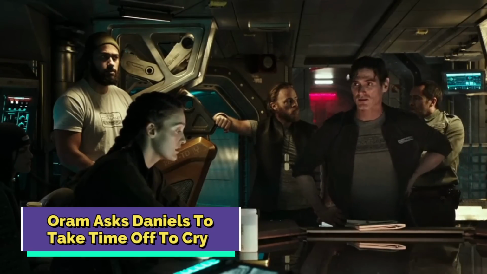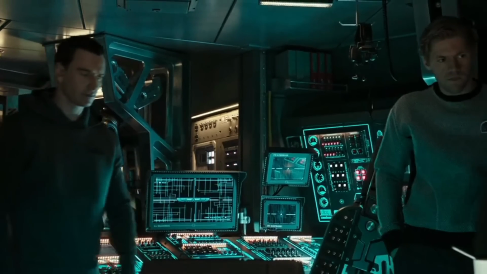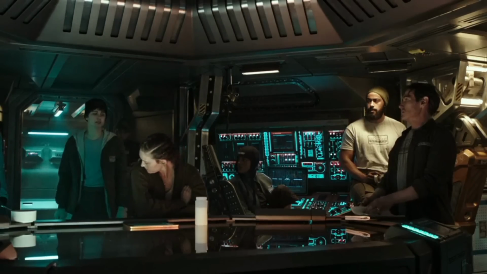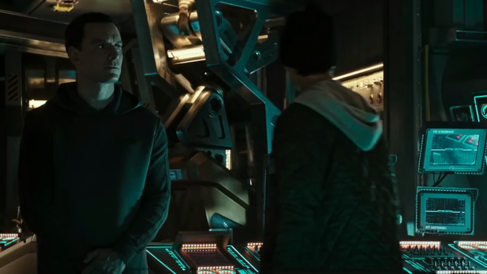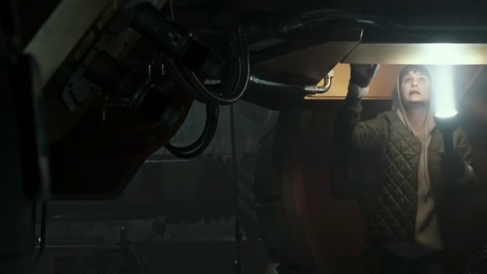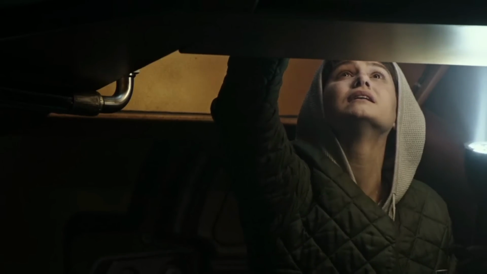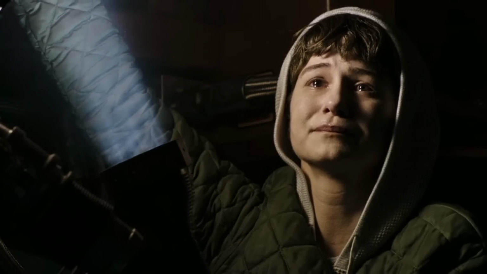Oram asks Daniels to take time off to cry. Although this scene was labeled as extended in the Blu-ray version of the film, such a meeting between Oram and Daniels never took place in the theatrical version. So, after Branson suffered a tragic fate, Oram took Daniels to a corner and expressed his condolences and told her how well he respected Branson. But then he asked her to take time off and cry it out, something which infuriated Daniels.